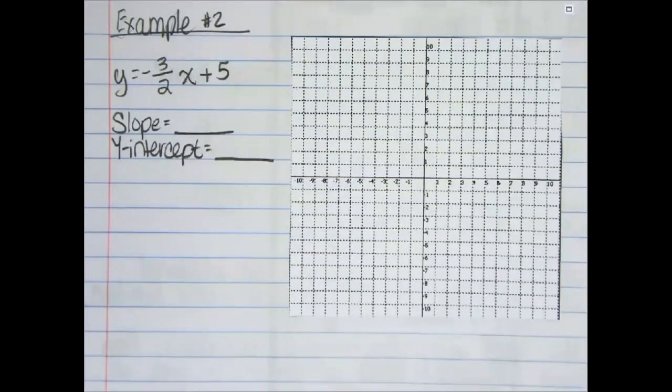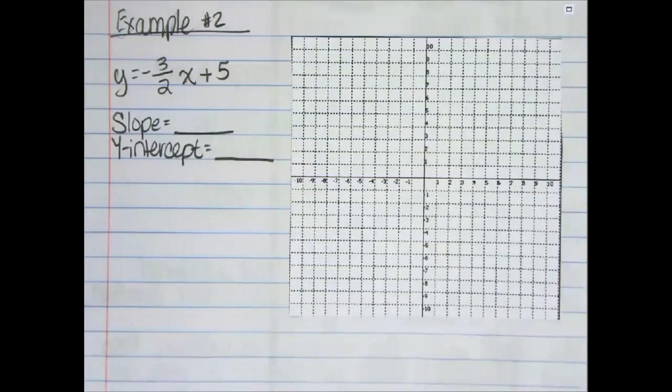All right, so my second example is going to have the equation y equals negative 3 over 2x plus 5, or negative 3 halves x plus 5. Is this already written in slope-intercept form? How do you know? Y is by itself and it equals something where you have that slope-intercept form. Sweet. So I don't have to change anything. I don't have to put it in slope-intercept form.